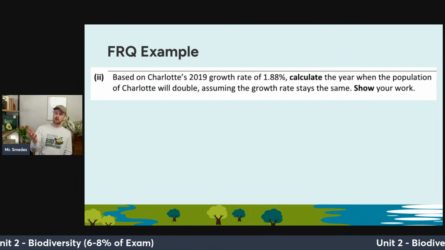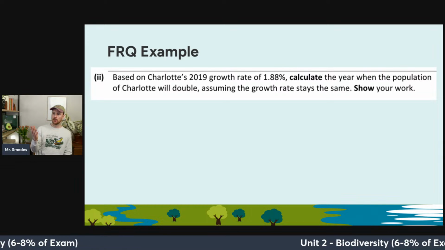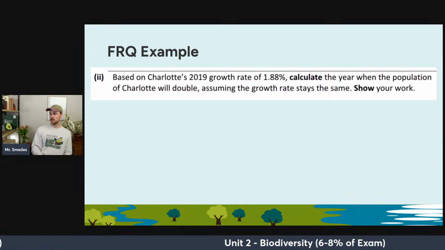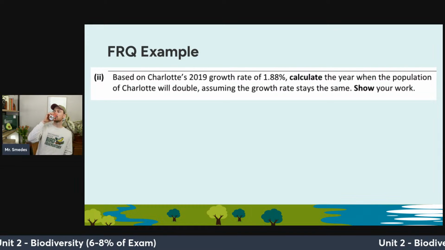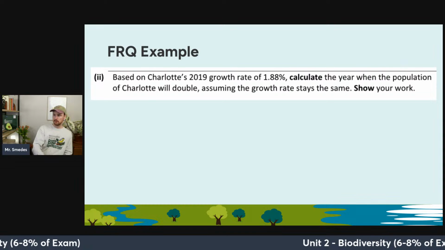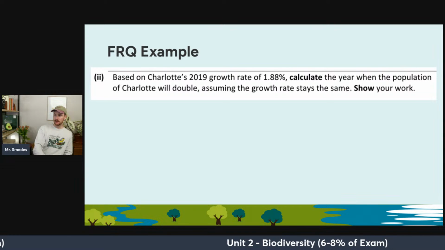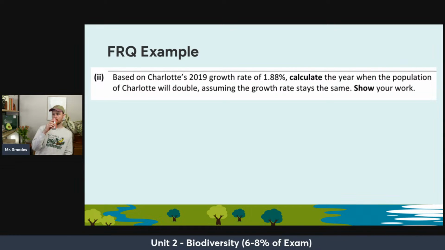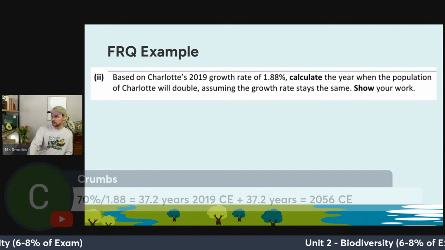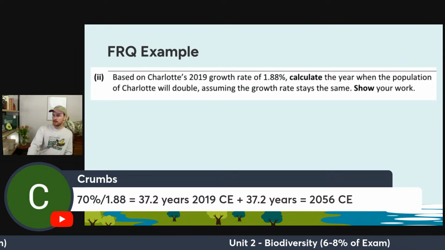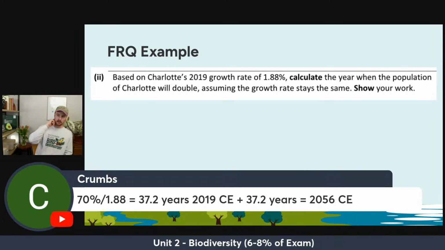So if you want to try your doubling time math, you can try this one. This is a tough one because you have to read really carefully. Give this one a shot, and you have to read really, really carefully. I think someone got it. So 70 divided by the growth rate is 37.2 years.